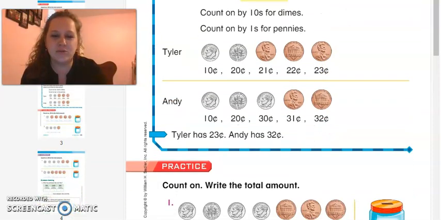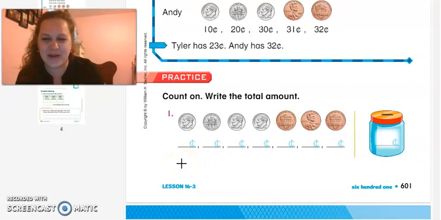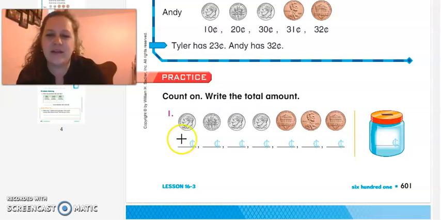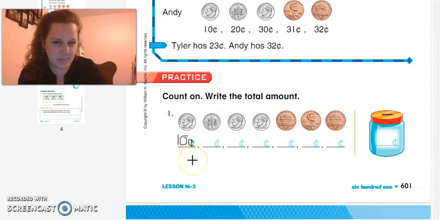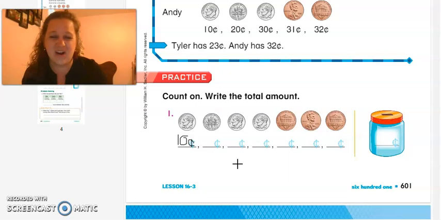All right, let's move down to number 1. As always, bear with me as I click through writing on the screen. All right, so let's start right here, number 1. We start with a dime. Remember, a dime is worth 10 cents. Okay, so we're going to start by writing 10 cents. Today is a little different because we're actually counting on as we write. So we're not just going to write 10 and then another 10 and then another 10 and add it up in the end. We're actually going to count on and add it up as we work through the coins.